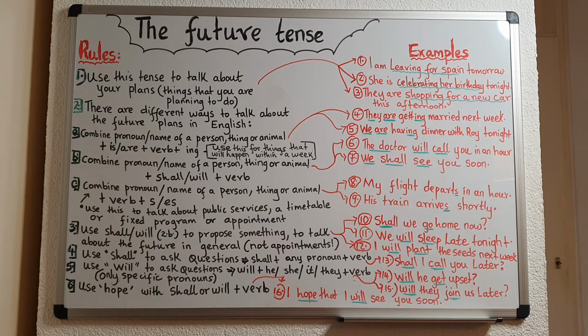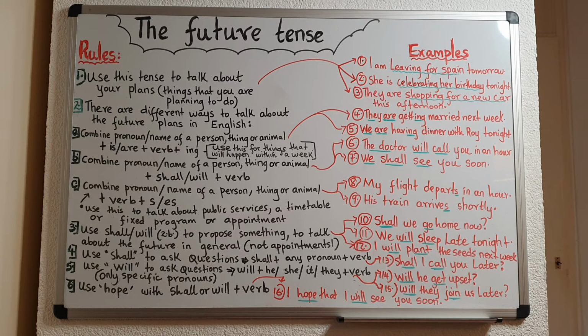If you look at example 4, they are getting married next week. It will happen within a week, next week. If you look at example 5, we are having dinner with Roy tonight. It's actually happening tonight. So use rule number 2A to talk about things that will happen within a week. Let us move on to rule number 2B.